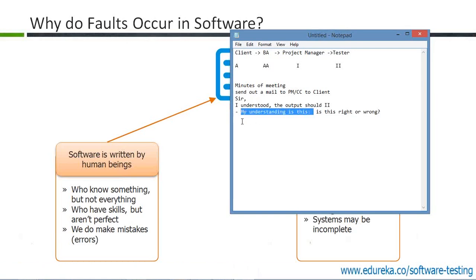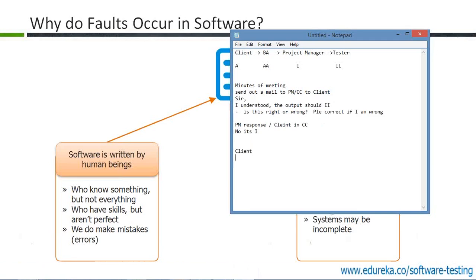Okay, then tell them, please correct me if I am wrong. What happens is, since you have put the client also in CC, perhaps your PM will respond. Let me tell you the PM's response. He will say, no, it's I. And even when the PM is responding, the client is also there in CC.